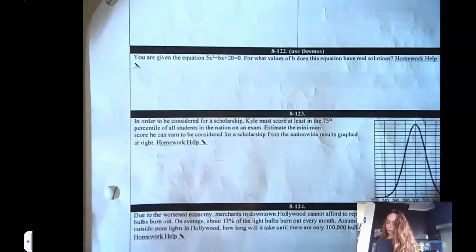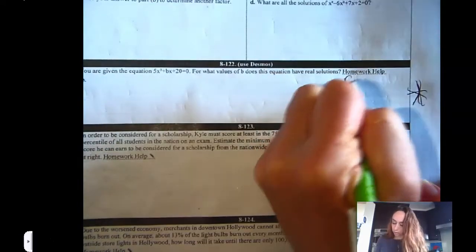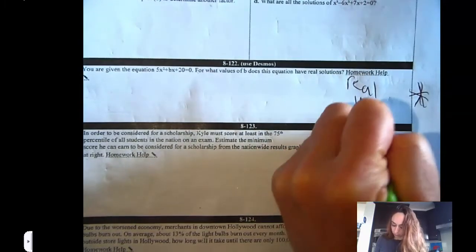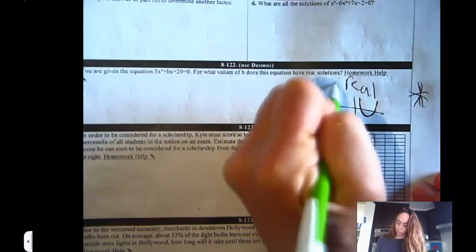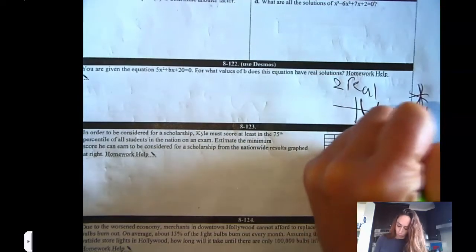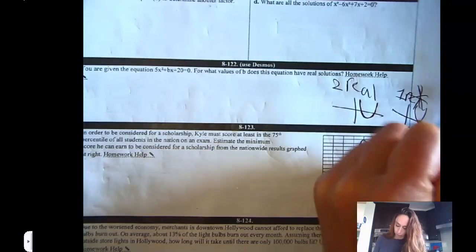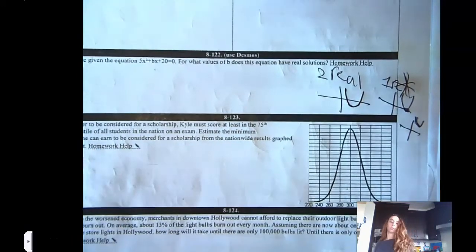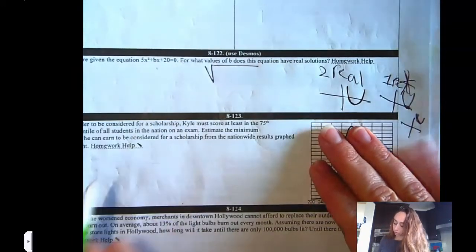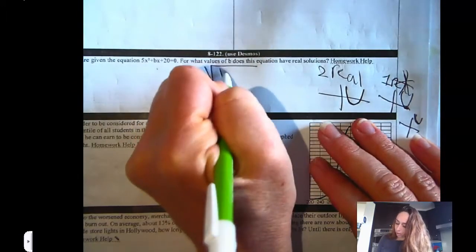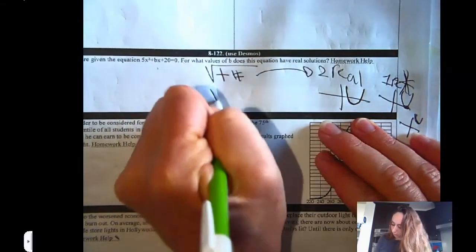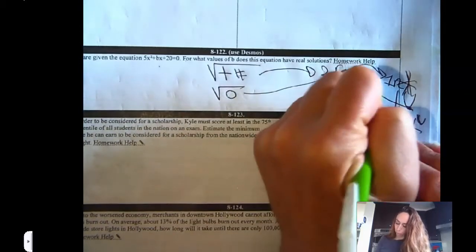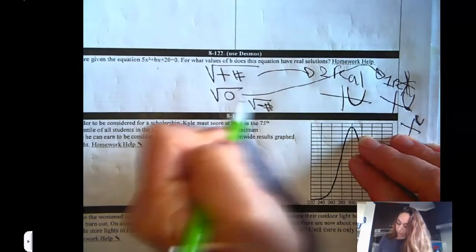Hint, hint, nudge, nudge. So they want to know what would give it real solutions. So a real solution means that it really crosses the x-axis. Okay, you have an option of 2 reals. You have an option of 1 real. And you have an option of 0 reals, which is 2 complex. Okay, so you want to try some numbers, or even think about the quadratic formula, because it's all based on what's in here. If this ends up being a positive number, it's 2 reals. If this ends up being 0, it ends up being 1 real. And if you have the square root of a negative number, that's imaginary, and that's complex. Okay?